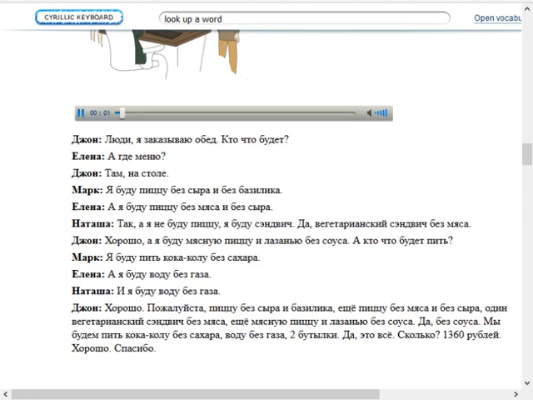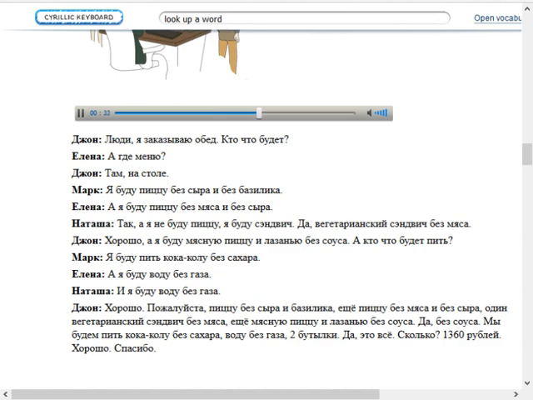Люди, я заказываю обед. Кто что будет? А где меню? Там, на столе. Я буду пиццу без сыра и без базилика. А я буду пиццу без мяса и без сыра. Так, а я не буду пиццу. Я буду сэндвич. Да, вегетарианский сэндвич без мяса. Хорошо, а я буду мясную пиццу и лазанью без соуса. А кто что будет пить? Я буду пить кока-колу без сахара. А я буду воду без газа. И я буду воду без газа.